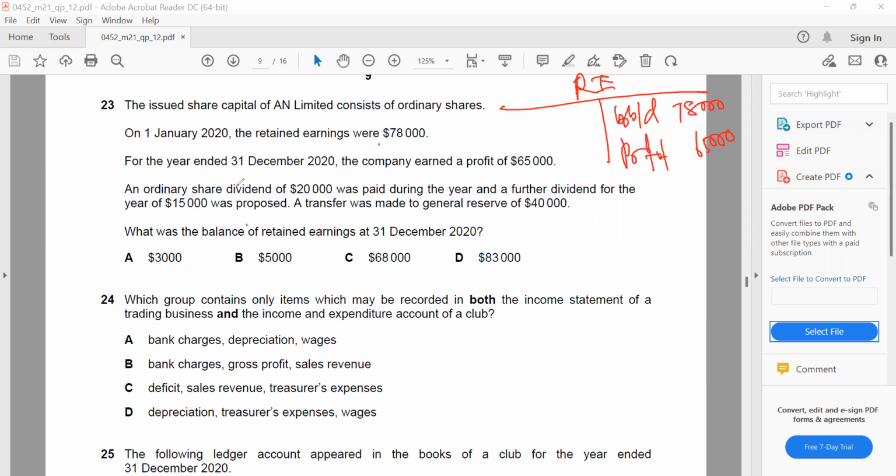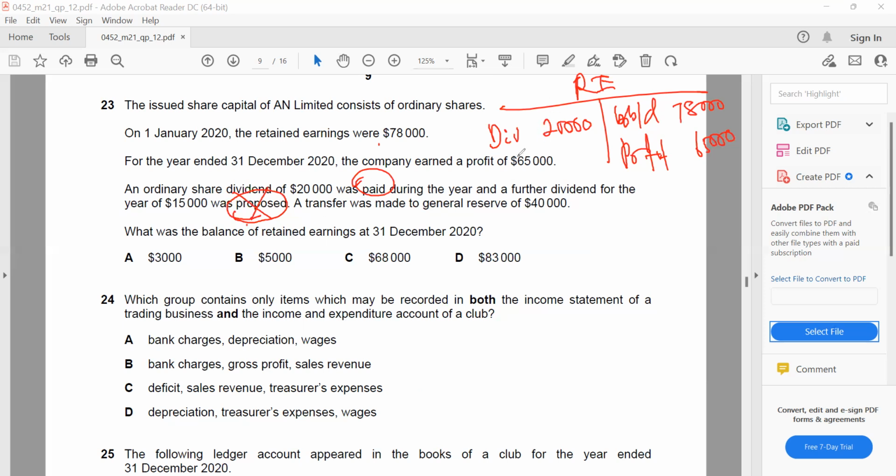So ordinary dividend paid means the dividend is in here, 20,000 paid. And for the further dividend, the keyword here is proposed. Proposed dividend don't put into here. Only paid dividend will be included in the retained earnings. So take note of it.